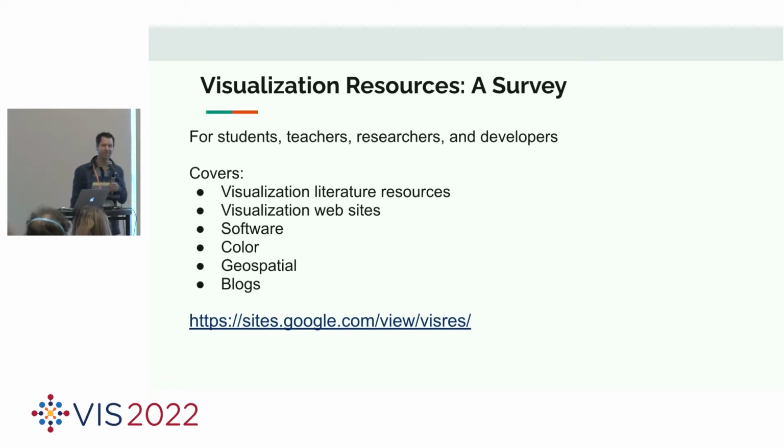So there's a paper now that answers this question. It's called Visualization Resources, a Survey. It's for students, teachers, researchers, and developers, and it covers resources on literature, visualization websites, software, special category of color resources, geospatial resources, and visualization blogs. So if anybody's interested, check that out. You can just Google Visualization Resources, a Survey, and it should come up. But there's a link to it from my webpage if anybody's interested. So that's the end of the public service announcement.